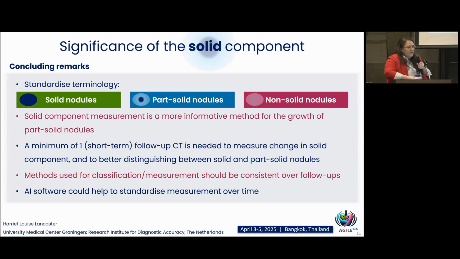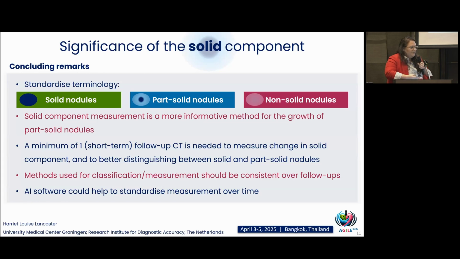And the methods we've seen vary greatly. So we need to be consistent in the methods that we're using to measure them and to classify the nodules. We need to form a consensus on what is the best way to do this, and be consistent also over the follow-ups that are performed.